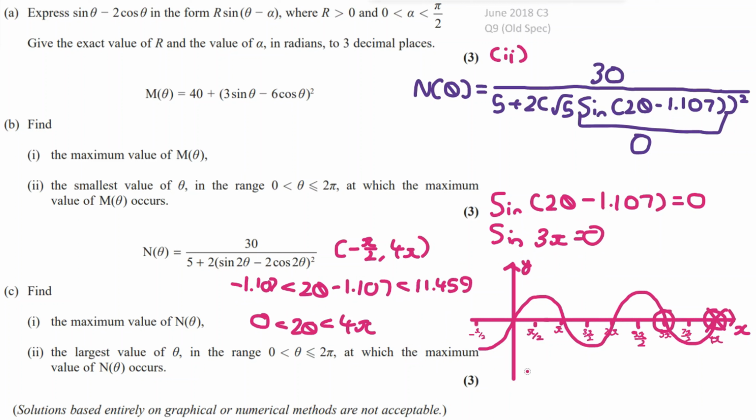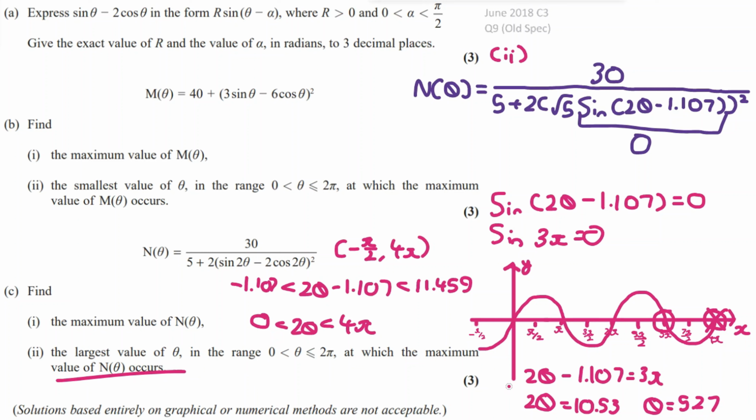So we'll do 3 pi. Sin of 3 pi is equal to 0, so this here needs to be equal to 3 pi, so 2 theta minus 1.107 is equal to 3 pi, and then move this onto the other side to get that 2 theta is equal to 10.53, and then dividing both sides by 2, theta is equal to 5.27, and this is the biggest value of theta in this range. You can check that it is in this range at which this maximum value occurs. Of course, there are other values where this occurs, at 2 pi and pi and at 0, but these would all give smaller values of theta. In this range here, this is the biggest value, and we did this by solving this as a trigonometric equation.